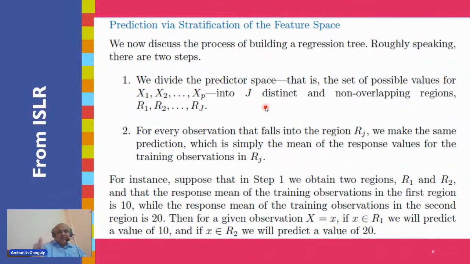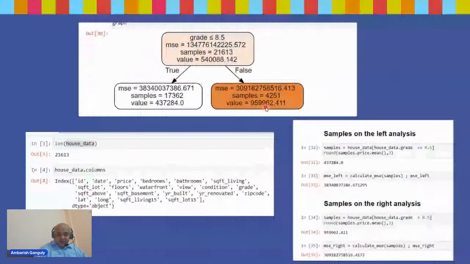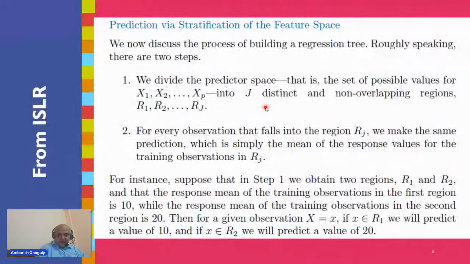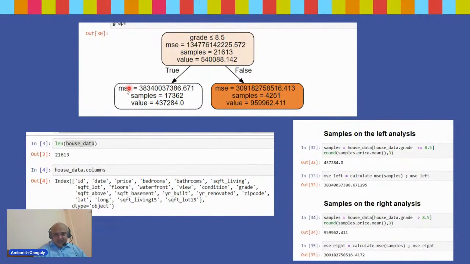Now, this is from the ISLR book. What we discussed till now is written in a very mathematical way. It says that you divide it into j distinct non-overlapping regions. Here it was R1 and R2, and then for every observation that falls into Rj, we make the same prediction, which is simply the mean of the response values for the training observations in Rj. So that was the mean of this region, of all the samples which are less than 8.5.